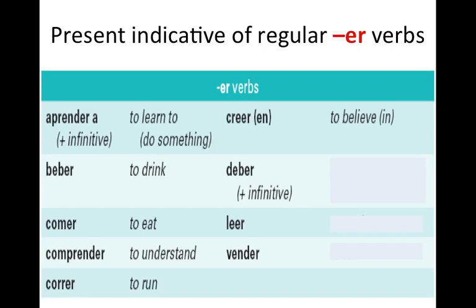Now we have one that's going to work like aprender. It's used oftentimes with another infinitive. Repitan, deber. Deber. Por ejemplo, deber estudiar. Ought to study, should study, for example. Repitan, leer. Leer. You know that one from our commands a while ago. Repitan, vender. What does a vending machine do? Vending machine sells. Repitan, vender. To sell.